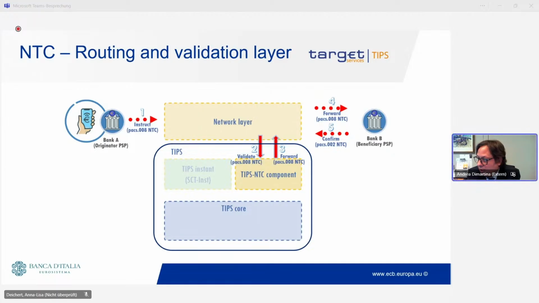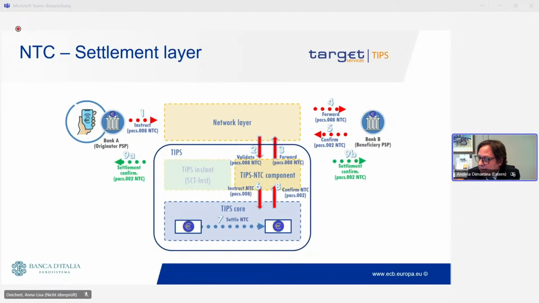So with step 4, the beneficiary PSP will be informed about the transaction, and they may decide to respond immediately via message number 5, confirming the willingness to settle the non-time critical. If this is the case, the payment will be immediately transferred, I think, with the next slide, so after step 5, with step 6, by the TIPS non-time critical component towards the TIPS core.